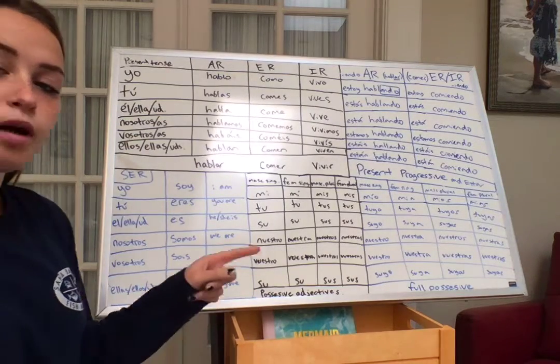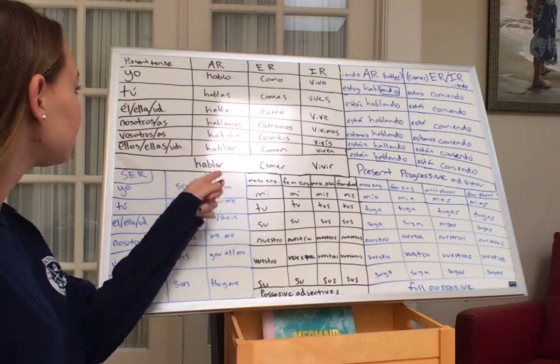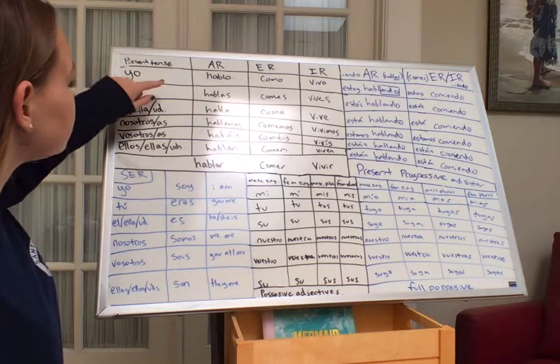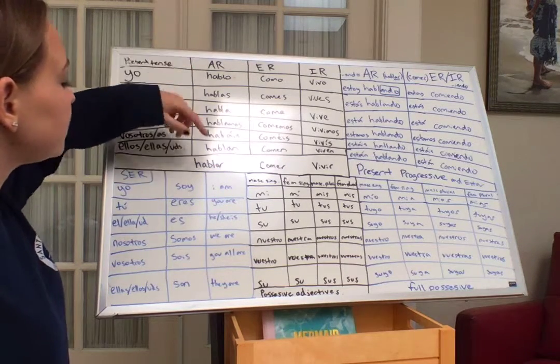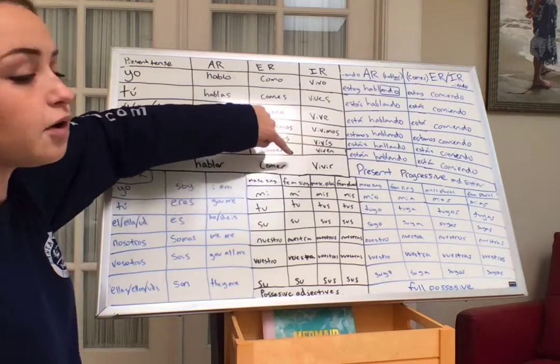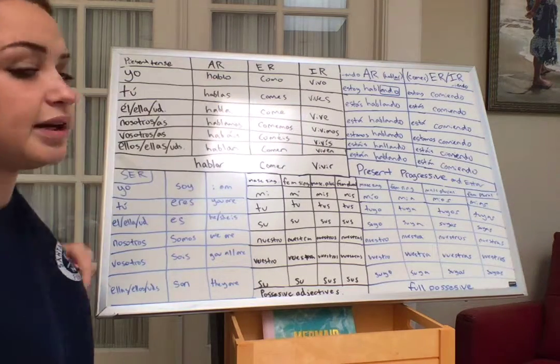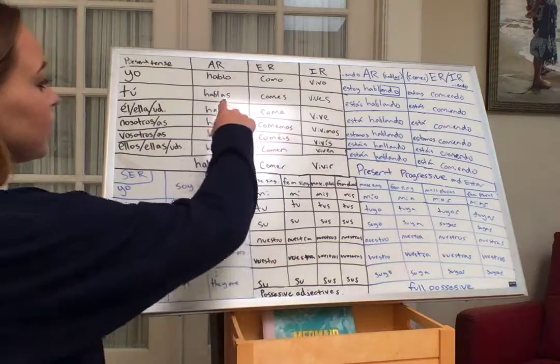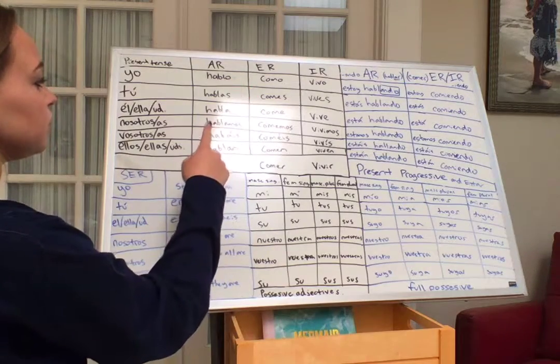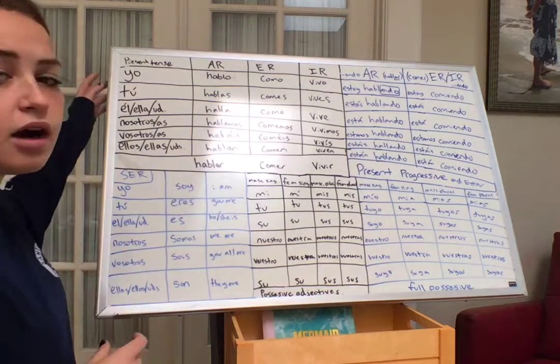So with the word hablar, you take off the AR ending, and you take off the AR, the ER, and the IR for all the verbs. And then you add their endings. So for yo, it's O. For tú, as. So for AR, hablar.